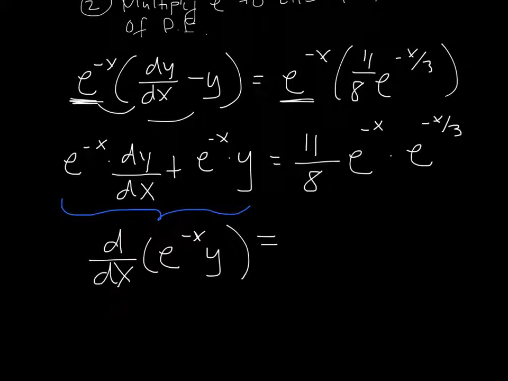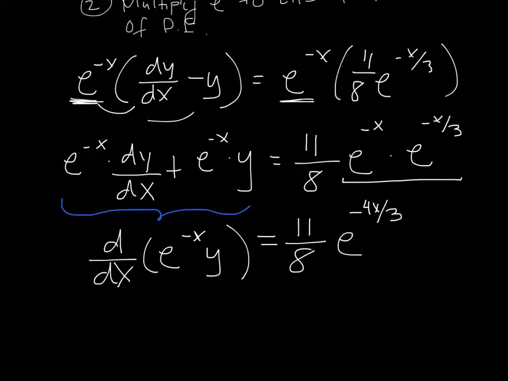And then this is just simple algebra. We have the same base, so we're going to add our exponents. That's -1 and -1/3, which is really -4/3, or negative 4x over 3 after simplifying.